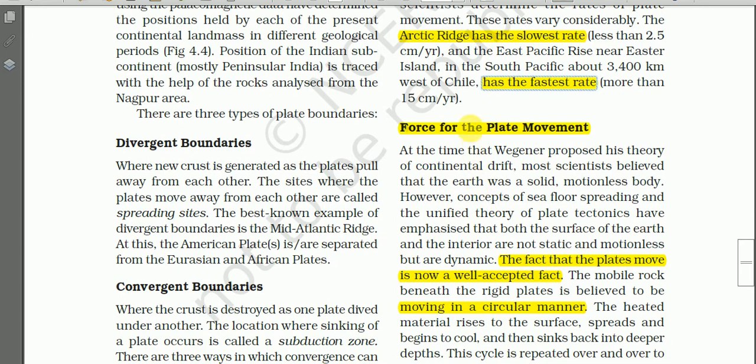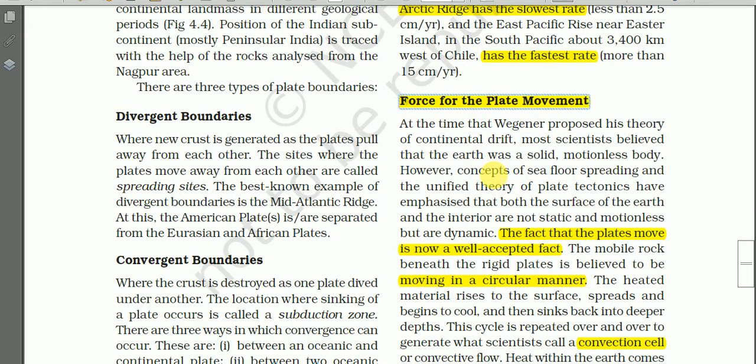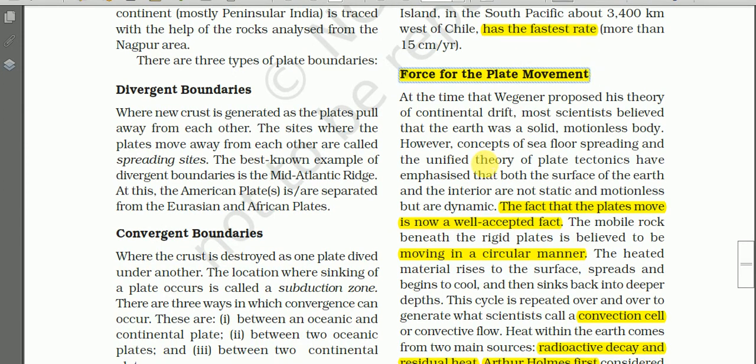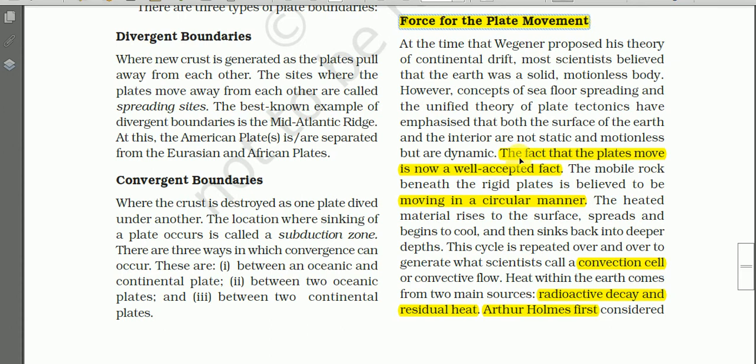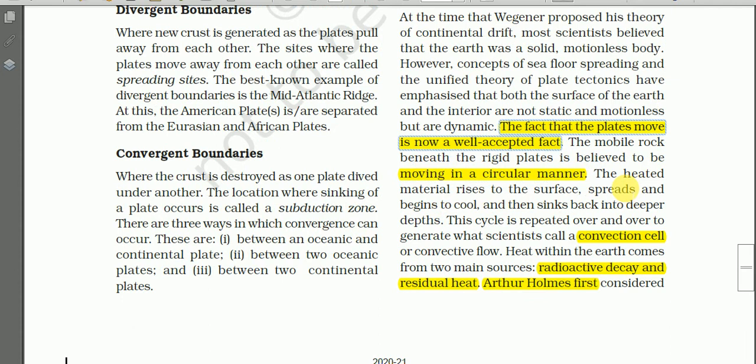Next, we have forces of plate movement. What are the forces that lead to the movement of the plates? We have learned that plates move. The fact that the plates move is now a well accepted fact, which we learned earlier when we discussed seafloor spreading and plate tectonics. Plates have been moving and will continue to move.